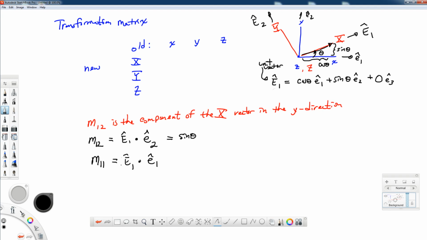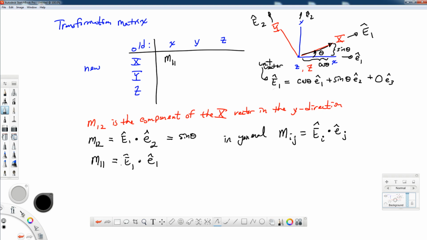All right. And likewise, if we wanted to find M13, it would be capital E hat 1 dotted with little e hat 3. So in general, we can think of our components of Mij being equal to capital E hat i dotted with little e hat j. And this table that I'm setting up here has these components, M11, M12, M13, and so forth.